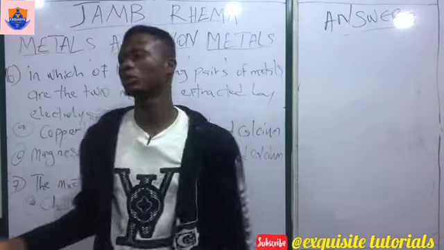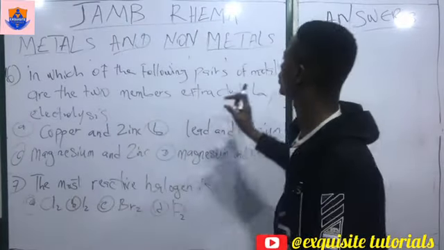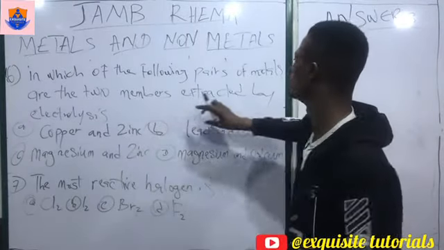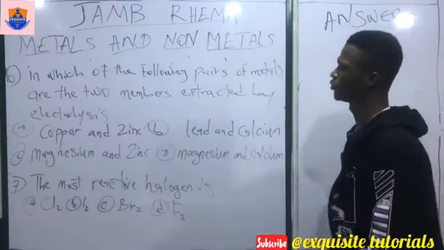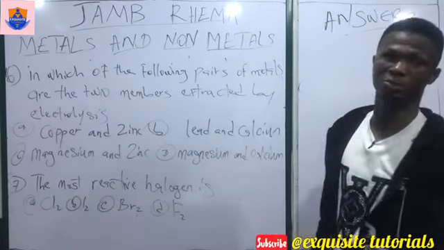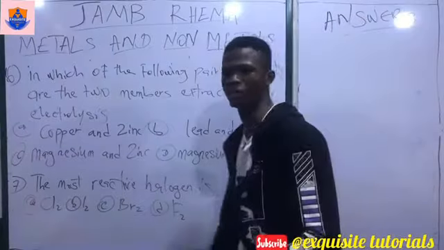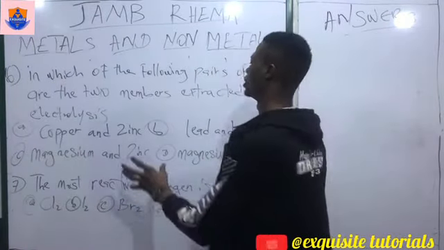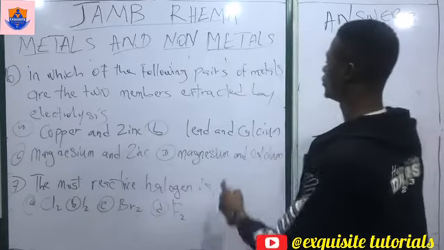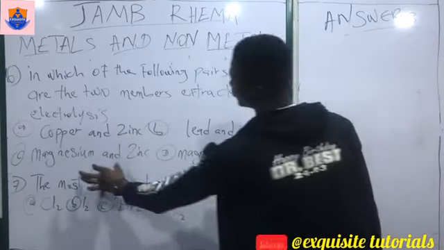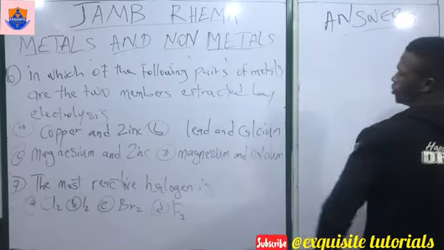Now, this question is asking us, in which of the following pairs of metals are the two members extracted by electrolysis? Now, if you do not understand the basis behind extraction of metals and the rest, you wouldn't understand this question. Here you have copper and zinc. Here you have lead and calcium. Here you have magnesium and zinc. Here you have magnesium and calcium.